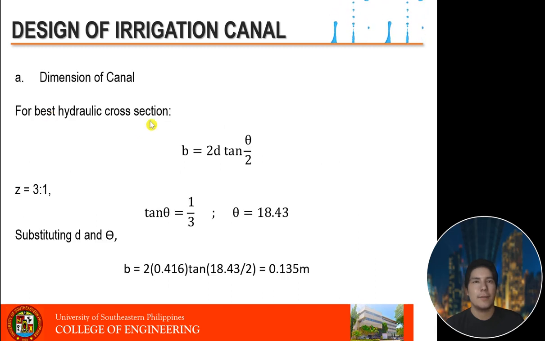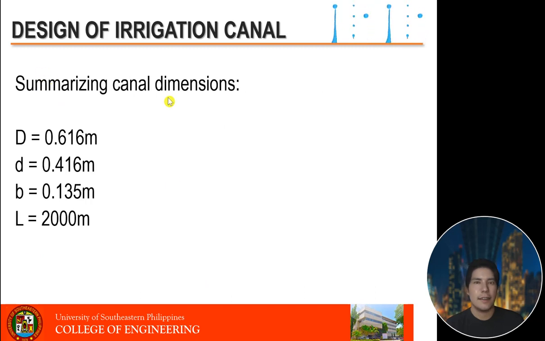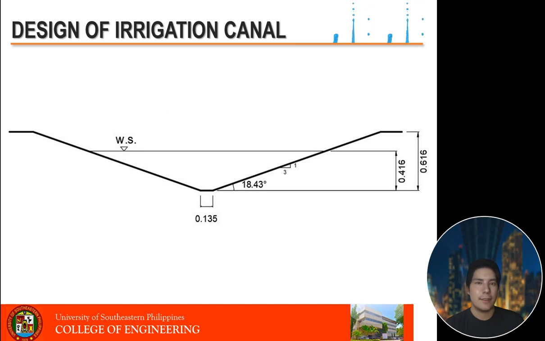For the best hydraulic cross-section, we use again the same formula, which is 2 times the depth times tangent theta. Since our side slope is given as 3 to 1, theta is 18.43. And with that, we can compute the canal base, which is 0.135. So summarizing, we can also compute the depth, which is D plus the freeboard, the area, the wetted perimeter, and the hydraulic radius, respectively, as shown here. And summarizing all the canal dimensions, we have this one, and we have its cross-sectional details.